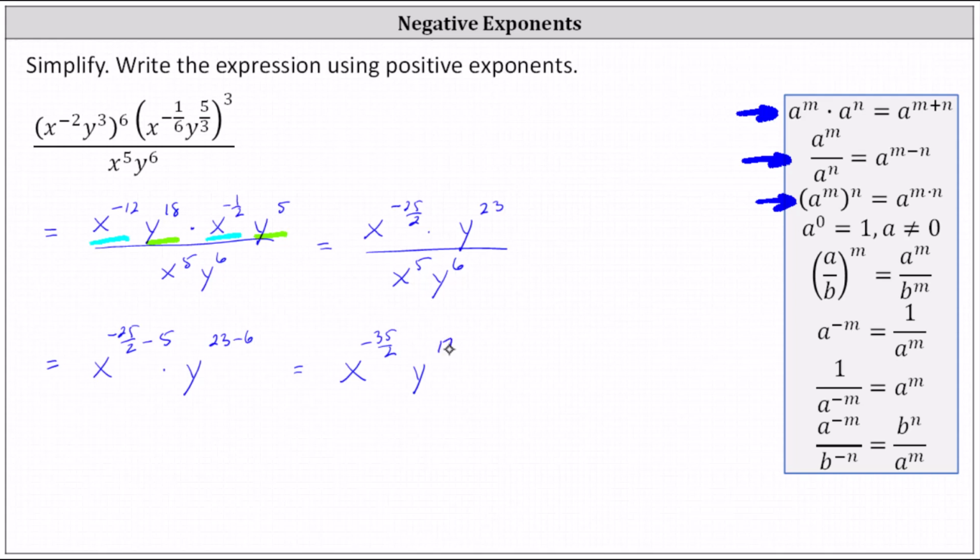The last step, we need to write the expression using positive exponents. And since a to the power of -m equals 1 divided by a to the power of positive m, we think of the expression as a fraction with a denominator of 1. We move x to the power of -35 halves to the denominator, it will change the exponent to positive 35 halves. The given expression is equal to y to the power of 17 divided by x to the power of 35 halves.